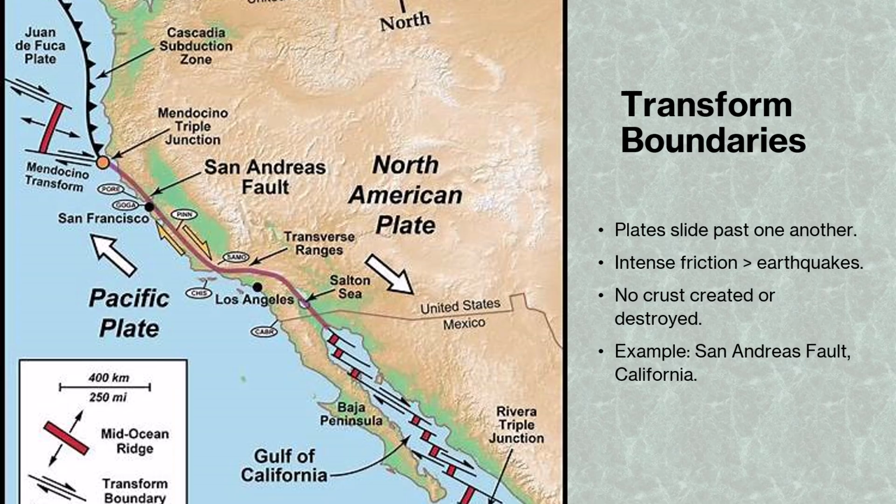This fault system is responsible for many of California's major earthquakes and remains under constant geological monitoring. This is the reason why there are a lot of earthquakes in California. Unlike convergent or divergent boundaries, transform boundaries do not create or destroy the Earth's crust, but they are highly active and dangerous zones, especially for human populations, like, for example, in the state of California and also in states like Oregon and Washington.